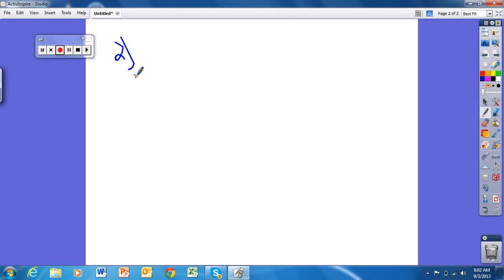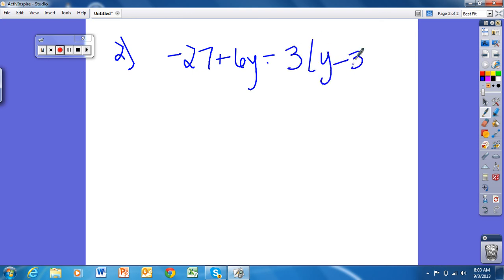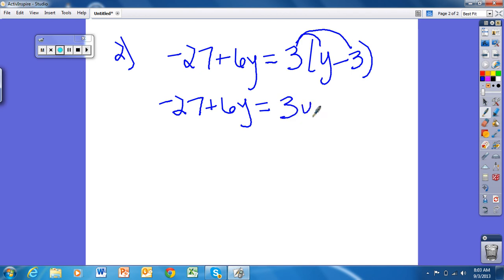This one involves the distributive property. So we're going to go negative 27 plus 6y equals 3 times (y minus 3). I have to get used to this board with the equal signs. Okay, on the left side you can see there's nothing to do. There's no combining like terms because there are no like terms. So I'm just going to bring that down. On the right side we're going to do the distributive property. So we're going to multiply the 3 by both members in the parentheses.